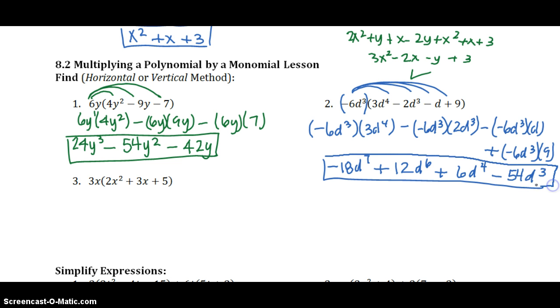Alright, for a little checkpoint, I want you to check out number 3 and see if you can understand how to distribute the 3x and bring your answer to class tomorrow.